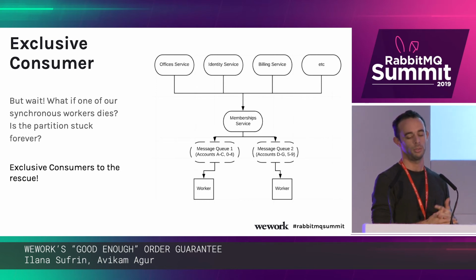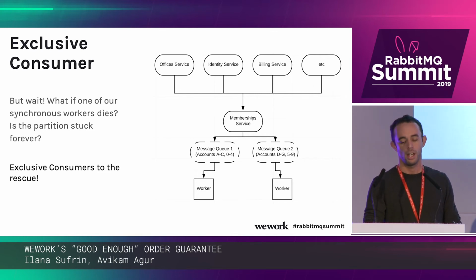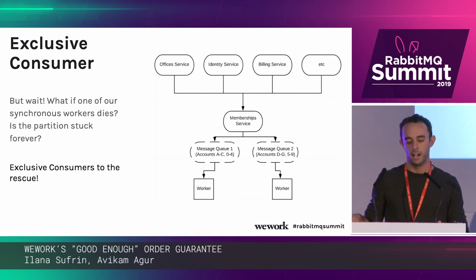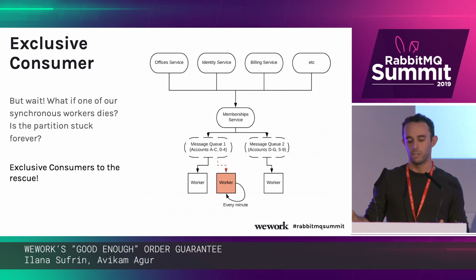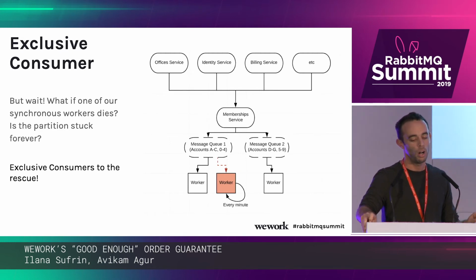And in order for us to get this guarantee, we really needed to use the RabbitMQ feature of exclusive consumers, because we thought about cases where workers could die. So to overcome that, we created a background job that would constantly poll the broker and ask it, how many consumers does a given queue have? And if the answer was 0, we would spin up another consumer.